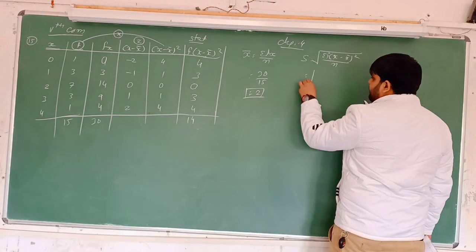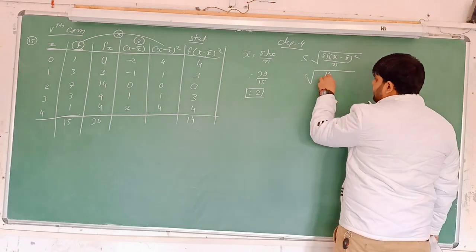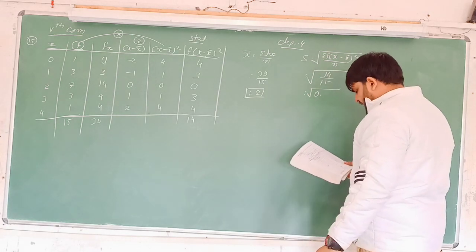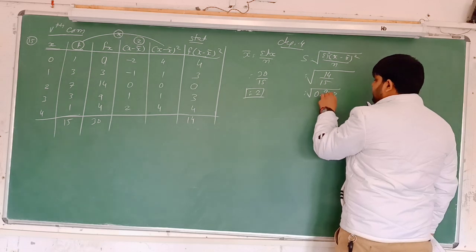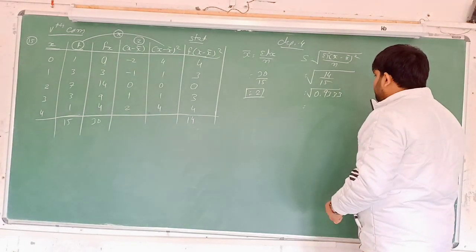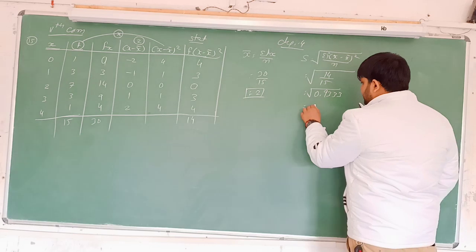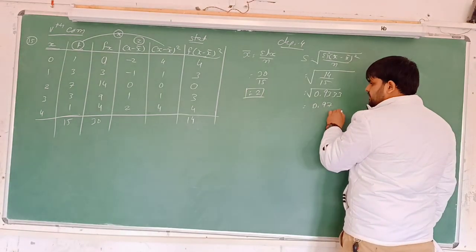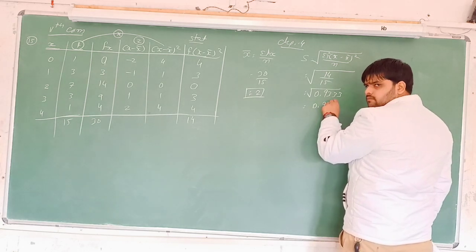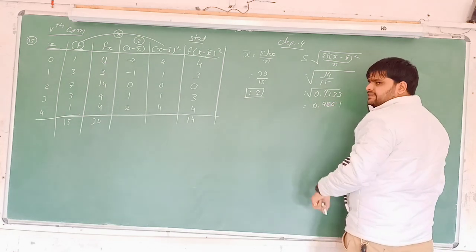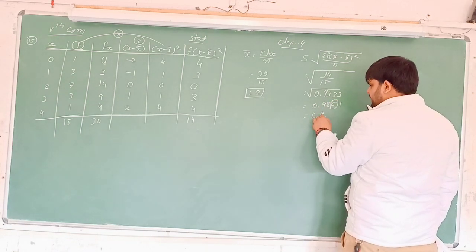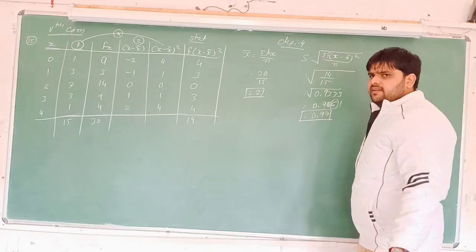Now put the value in our particular formula. 14 divided by 15 is 0.9333. Now find the square root: 0.966. The third digit is 6, so we round to 0.97. This will be your answer.